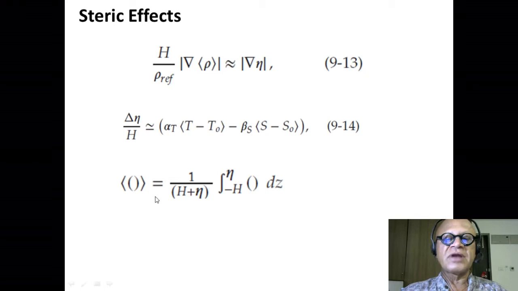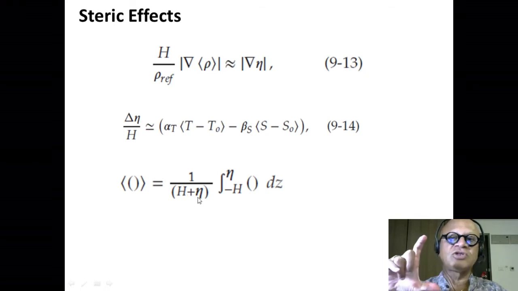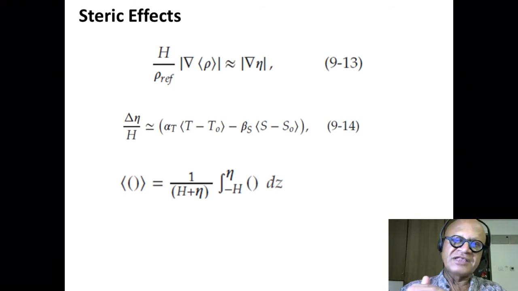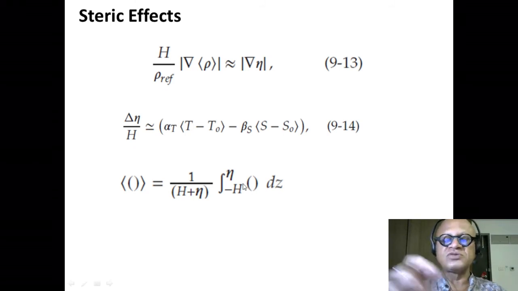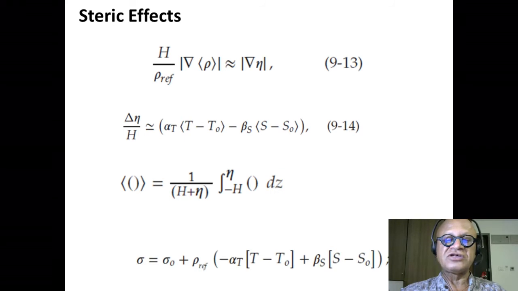So here the angular brackets are still 1 over h plus eta. That's the total water column from h at the bottom to the top, and the integral goes from minus h to eta. Z is going down, so we go from minus h, and eta is typically above the surface, so we write it as positive, but obviously it can also be below the 0 of z, right? So then whatever quantity you are trying to average, you integrate in the z direction.